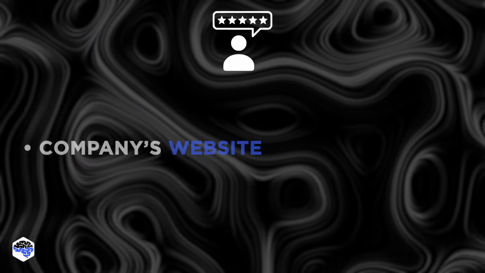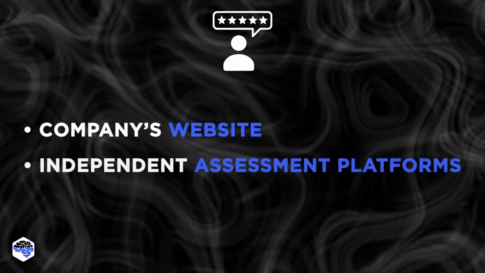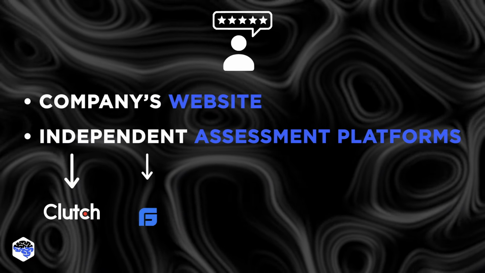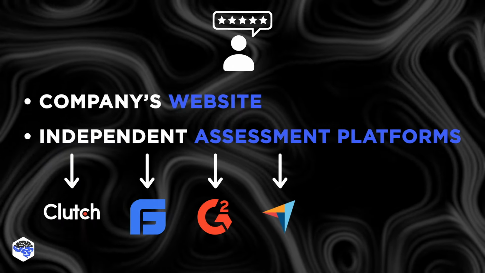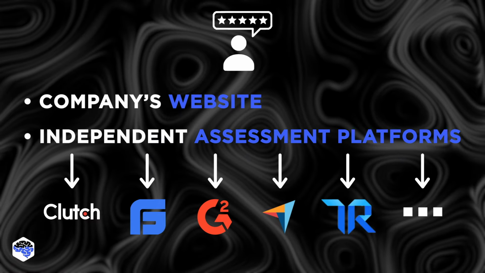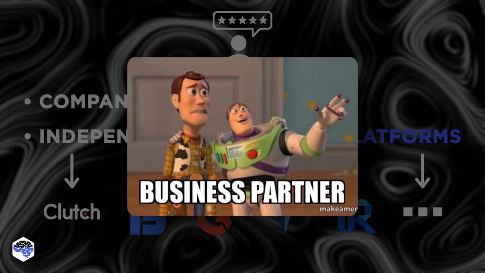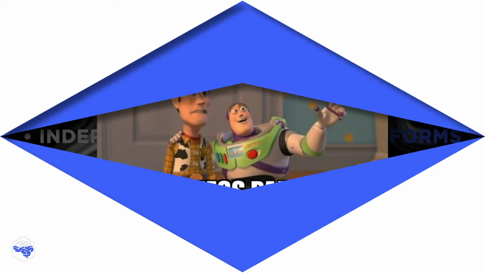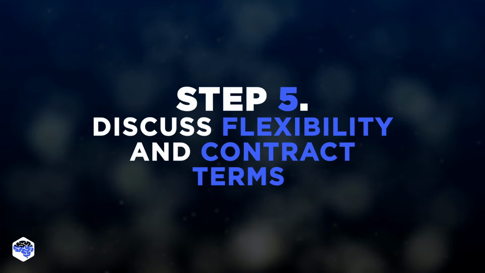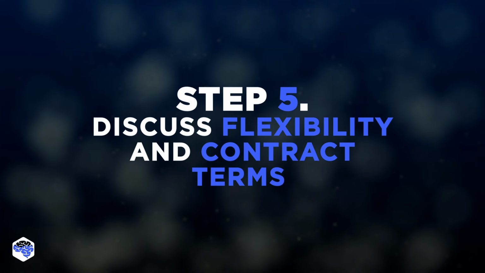Make sure you go thoroughly through the company's website as well as explore some independent assessment platforms like Clutch, GoodFirms, G2, Capterra, TrustRadius, and other trusted resources to form a comprehensive, multi-dimensional perspective on your potential partners. And once you shortlist the potential tech partnership candidates, you can start reaching out to them to learn more about their work approaches and contract terms.